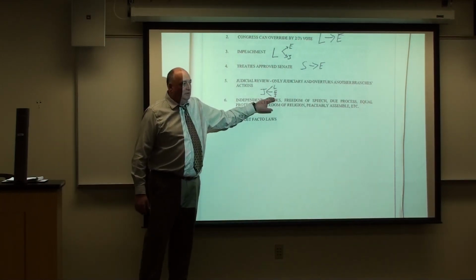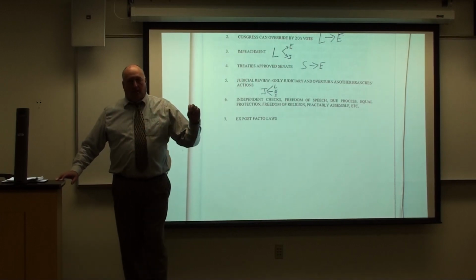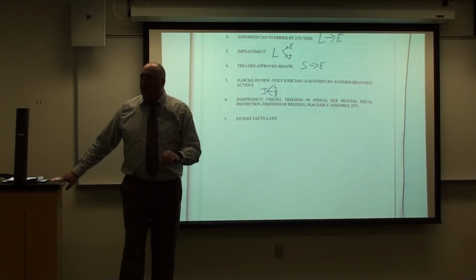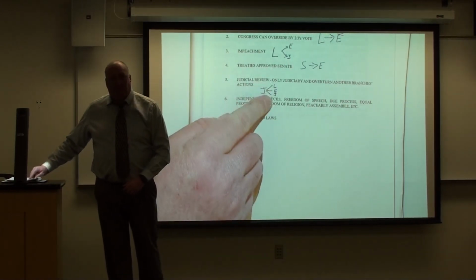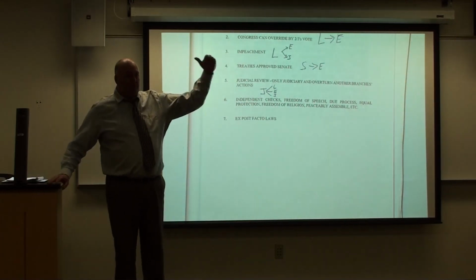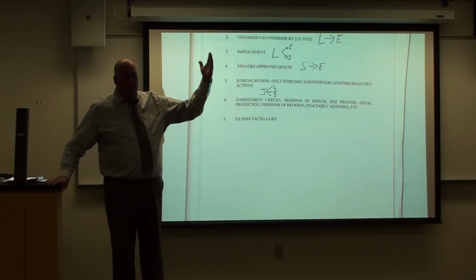That makes sense? So it's basically a judge having the power to overturn any of the branches of government, all the way up to the U.S. Supreme Court, which has the ultimate check, basically.